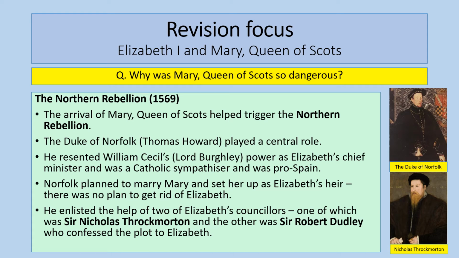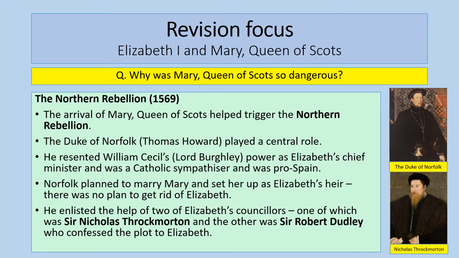Well, the arrival of Mary Queen of Scots helped trigger it, and you can see pictured there the Duke of Norfolk, who was playing a central role in this. He was a Catholic, somebody who would have liked to have seen a Catholic on the throne, and resented Cecil's power, Elizabeth's chief minister. Really the plan was for the Duke of Norfolk to marry Mary and essentially not to kill Elizabeth or anything like that, but to set her up as Elizabeth's heir. But there was no actual plan within the Northern Rebellion for Elizabeth to be killed.